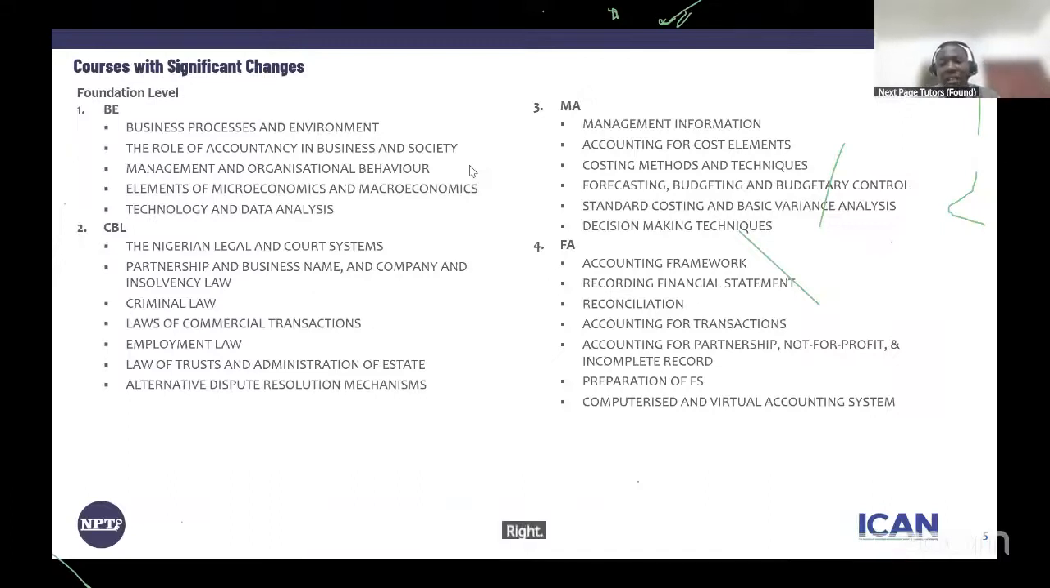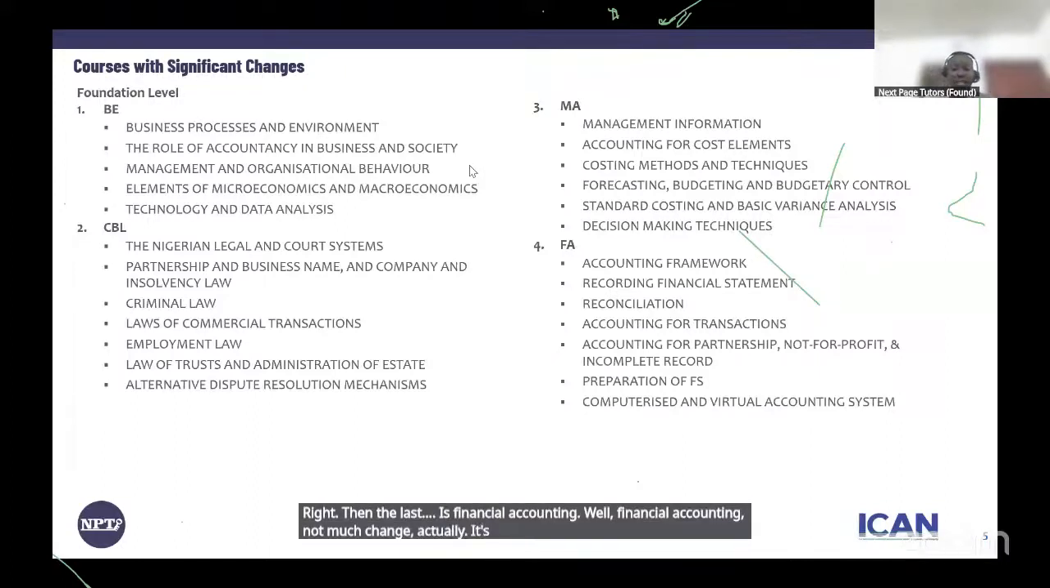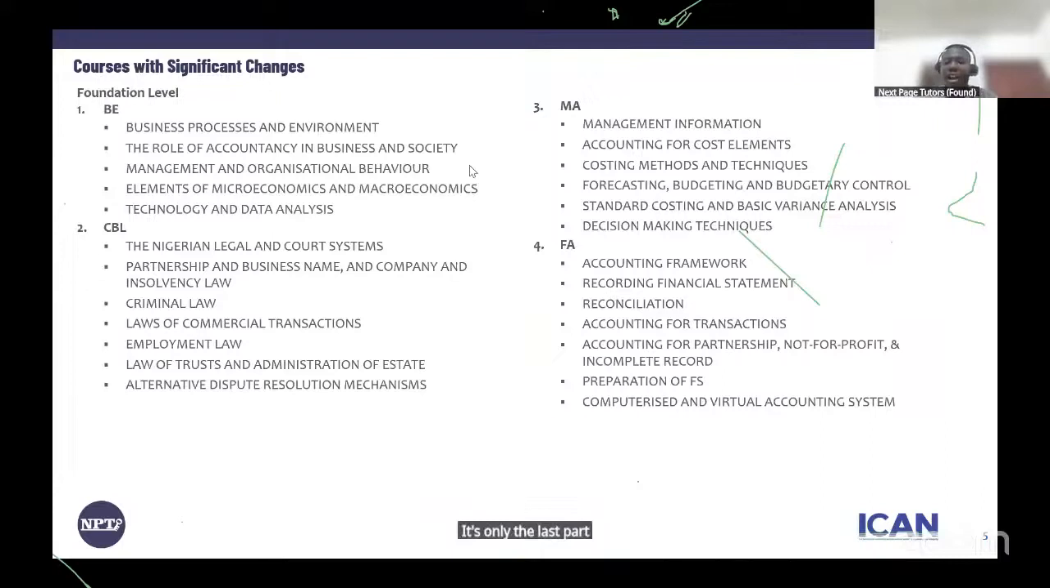Then the last is financial accounting. For financial accounting, not much change actually. It's only the last part, which is computerized and virtual accounting system, right? Computerized and virtual accounting system.